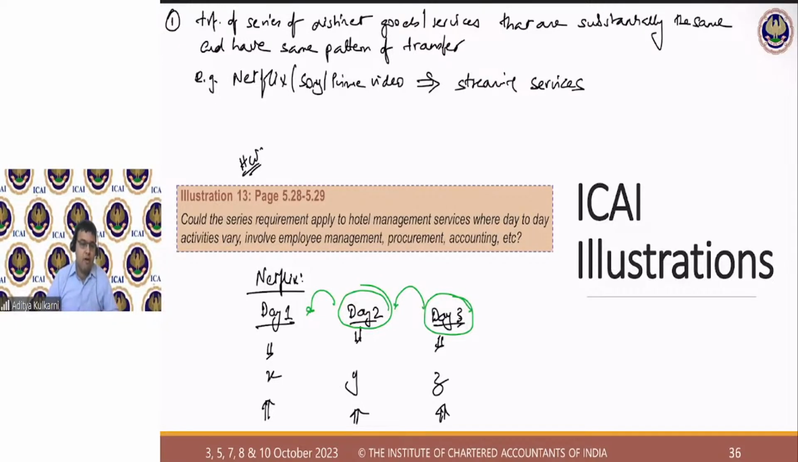But the performance obligation rendered on day 2 is distinct from what was rendered on day 1. I am not saying it is different. It is distinct. The performance obligation is the same in terms of what is rendered, but it is distinct in terms of what was rendered on the previous day.